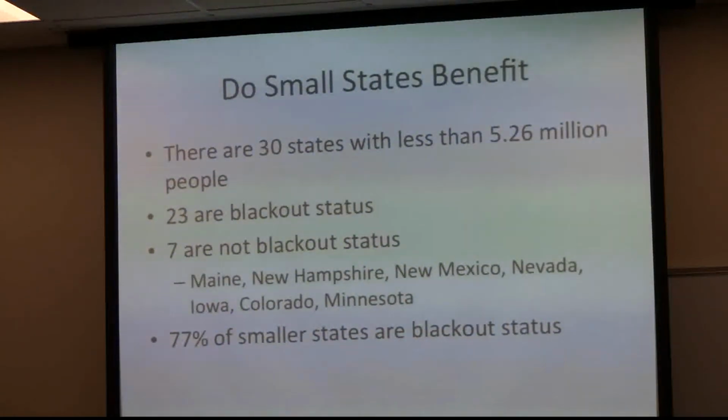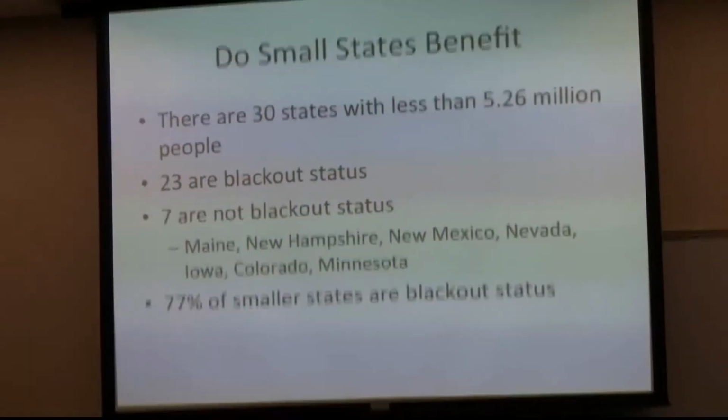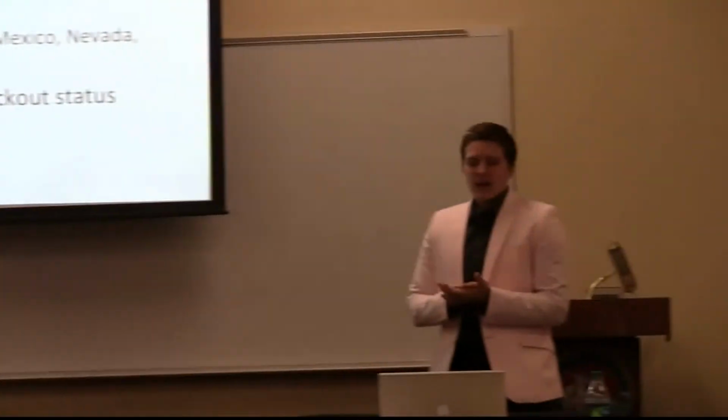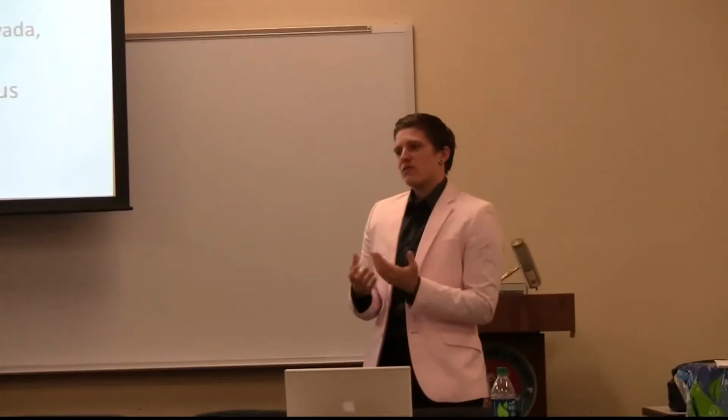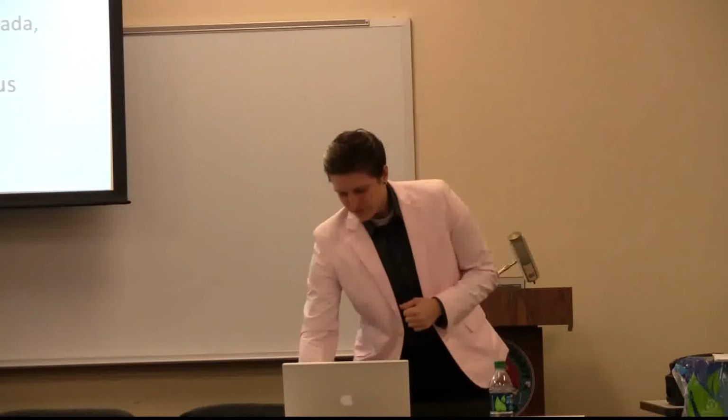So 80% of the smallest states are blackout states, which to me very strongly indicates that the Electoral College is not privileging small states. Small states are actually kind of getting screwed by the Electoral College. And the only non-blackout states are Maine, New Hampshire, New Mexico, Nevada, Iowa, California, and Minnesota. So once again, it's a very, very small percentage of small states that matter under the current system.